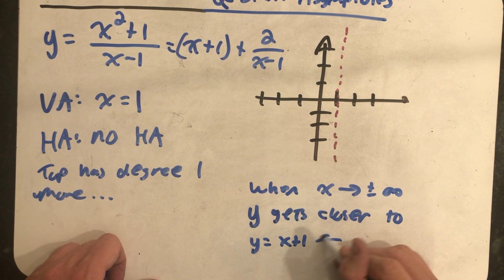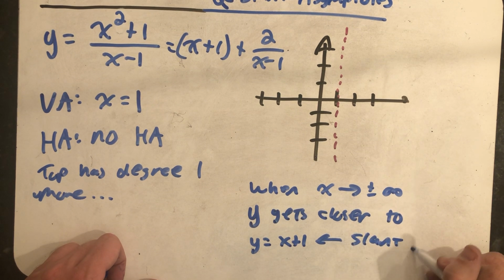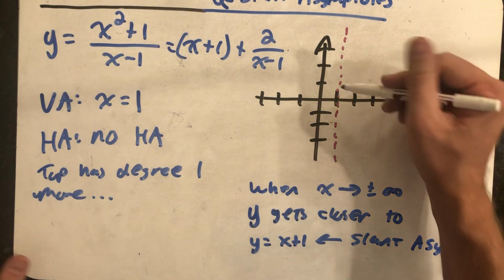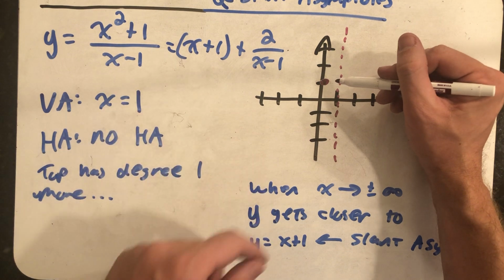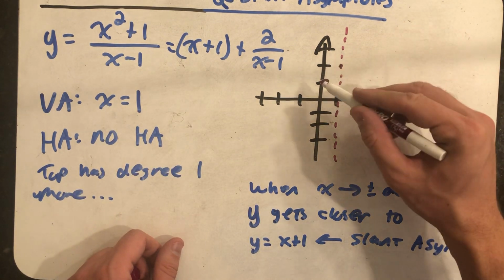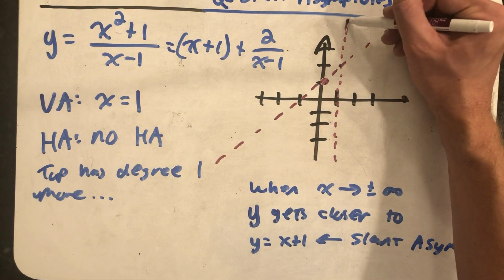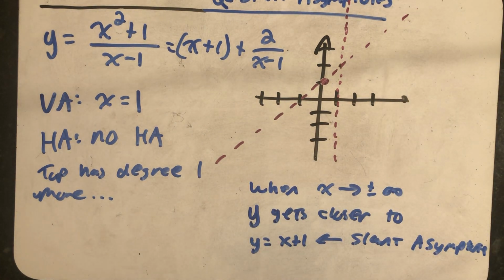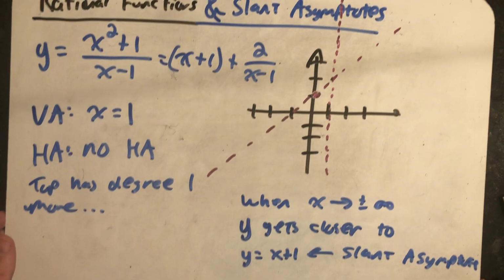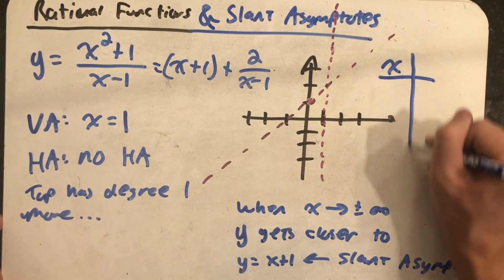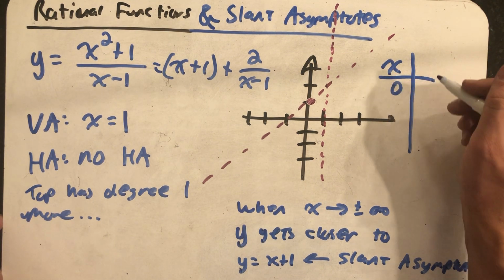This is called a slant asymptote. Sometimes you'll hear people refer to them as oblique asymptotes. This is a line with a y-intercept of 1 and a slope of 1, so it's this slanted line. There's my slant asymptote. And when x gets really, really big or really, really small, my graph's going to get closer and closer to its slanted asymptote. So let's plot some x's and find some y's.